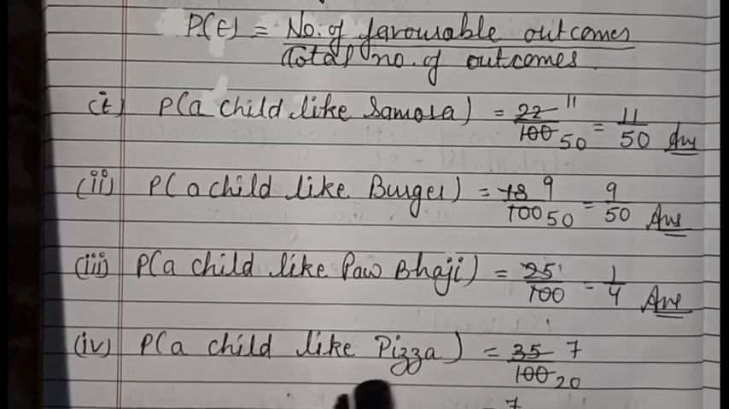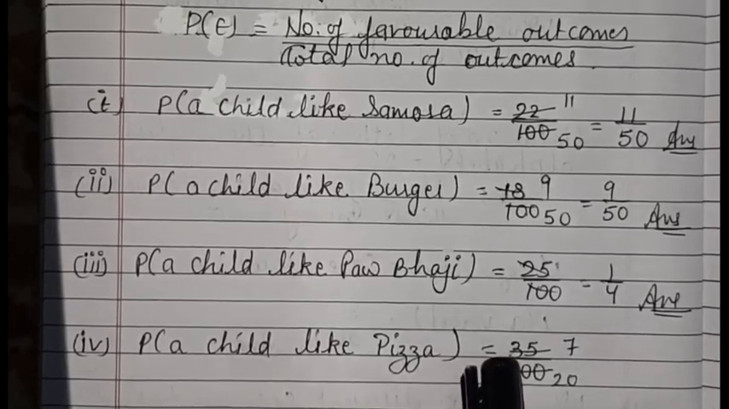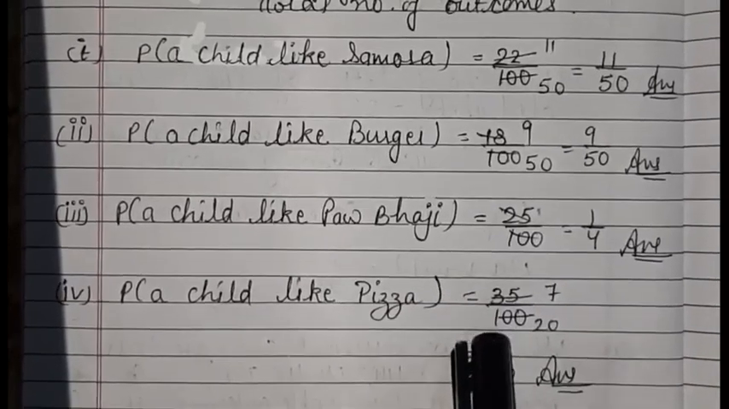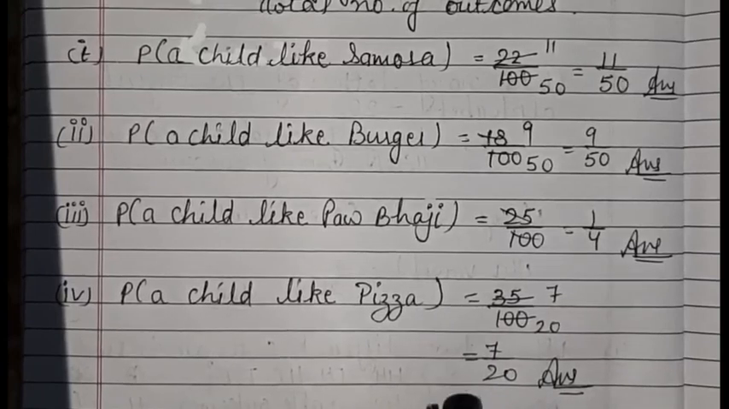Probability that a child likes pizza. There are 35 children who like pizza. Right? So the probability is 35 by 100. When we convert into simplest form, it will come to 7 by 20.